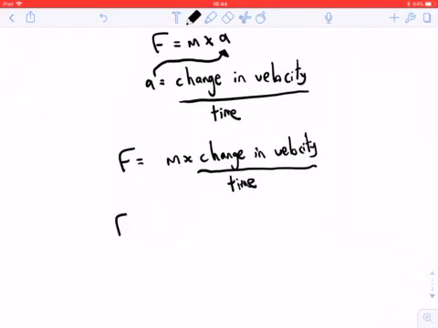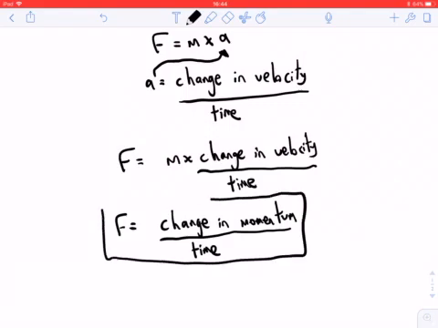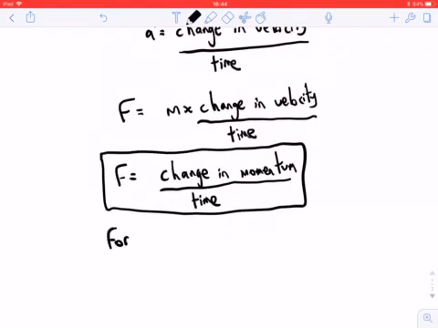So I can rewrite the top part of the equation by saying that mass times change in velocity is the change in momentum of the object, because if you remember, momentum is mass times velocity. So on the top there I have an expression for the change in momentum. So force can be written as the change in momentum divided by time. Another way of saying that is that force is the rate of change of momentum.